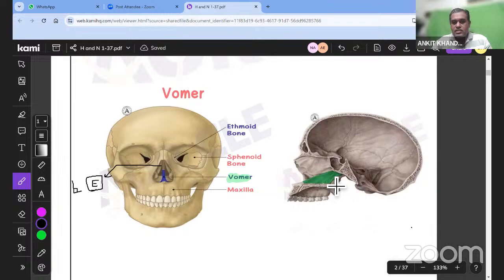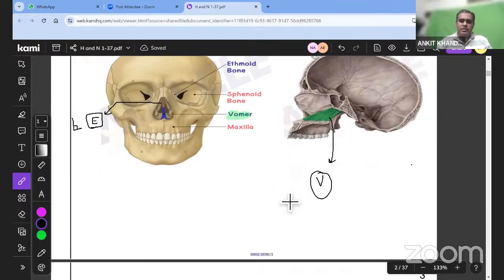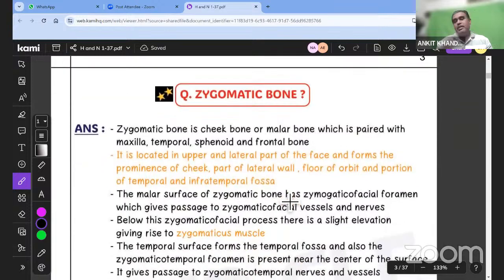In a section in situ, you can see this green highlighted part. This is again the vomer bone, unpaired. It is only one in number. There are not two vomers, there is only one vomer. Next, we come to the zygomatic bone. These small bones are not very important, but you can't miss them. It will be a crime if you don't know where the vomer is. At least we should know where the vomer is, because that can be asked in the vivas also.